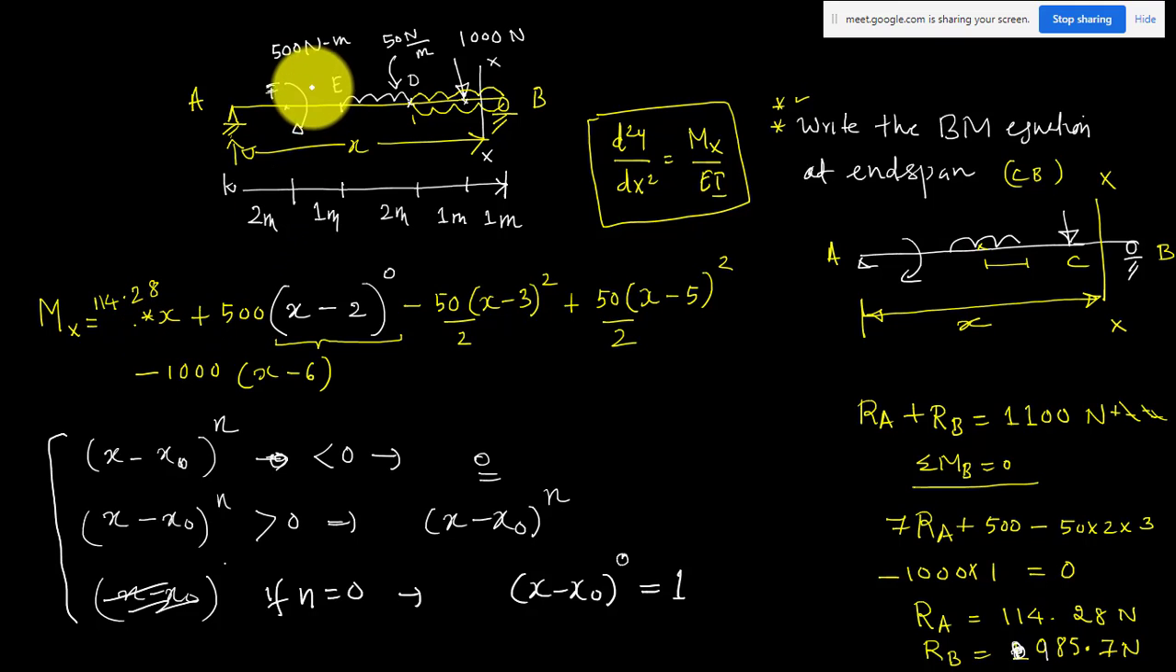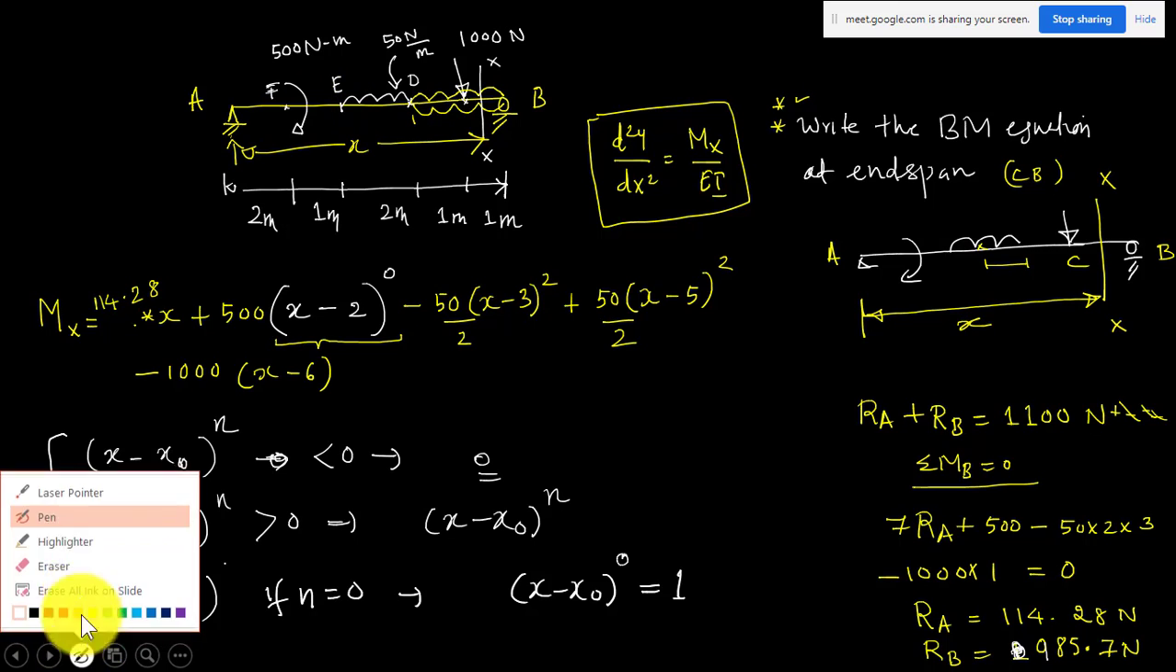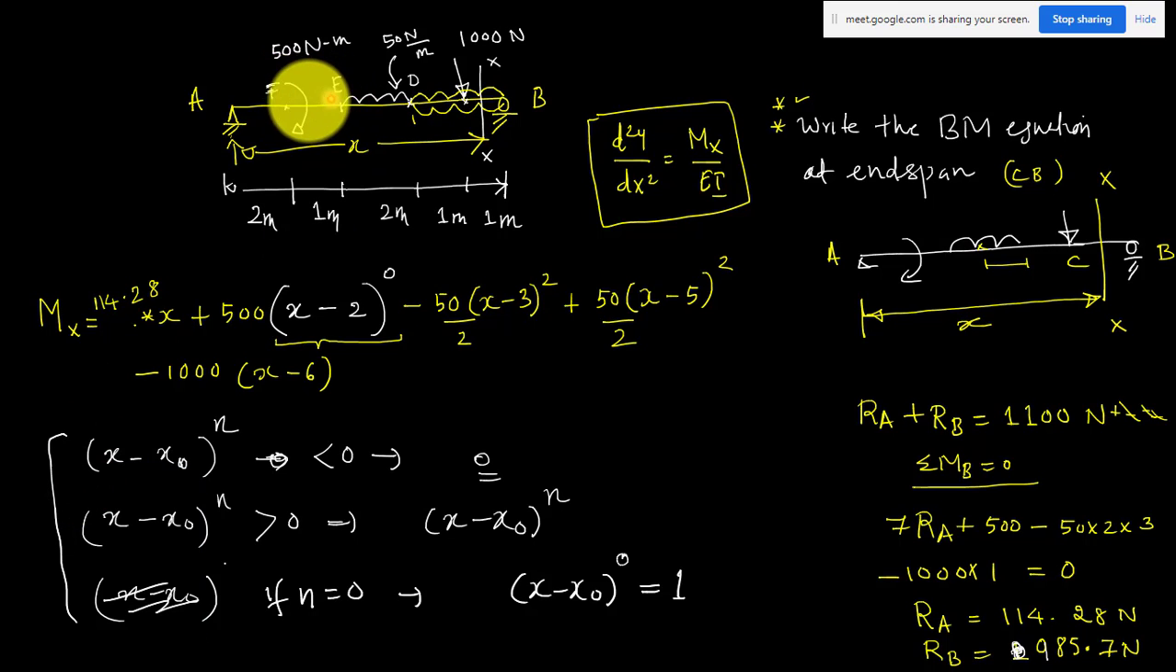Suppose you take segment FE, the second segment. Again you apply the same logic, and x is going to vary from 2 to 3 meter. The maximum value for x will be 3 meter in this segment FE. If x is 3 meter, this term will come 114 into 3, and 500 into x minus 2, that is 3 minus 2 raised to 0. It will be 1 anyway because the power is 0.